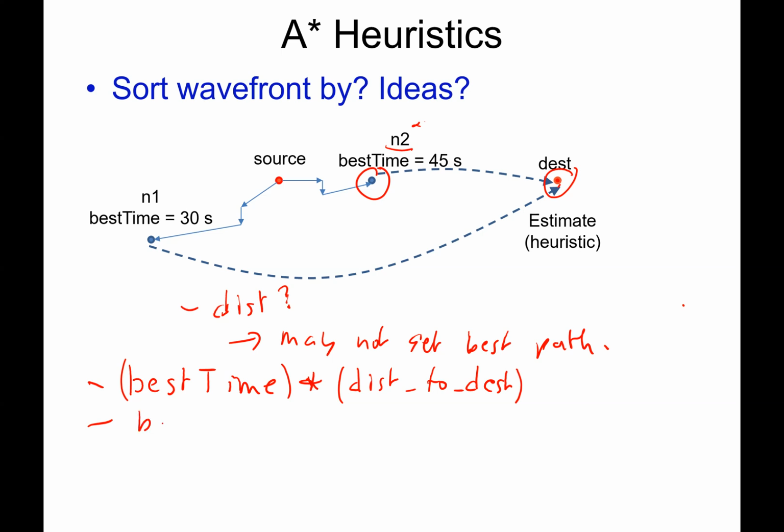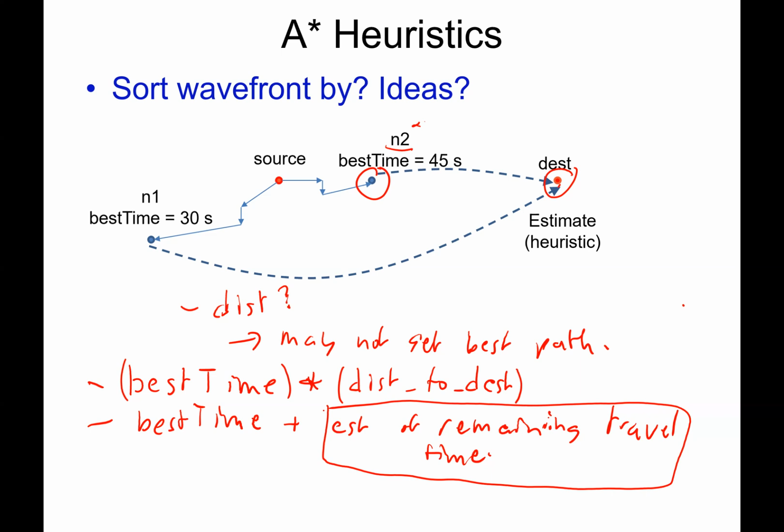Yeah, so that's a really good idea. We take best time and we add to it an estimate of remaining travel time. And that's actually going to work really well. These things have the same units, we can sort on it, it's a good idea. Now, we need this estimate of remaining travel time. We want to get it pretty fast. The whole point of this is to speed things up. So if we spend a really long time getting this estimate, it's not a great idea. We can compute this distance quickly.